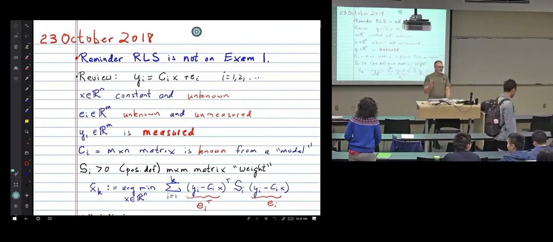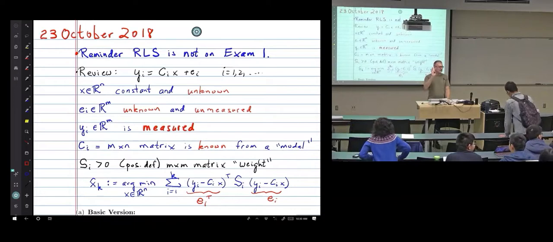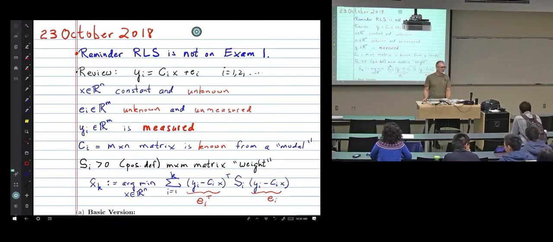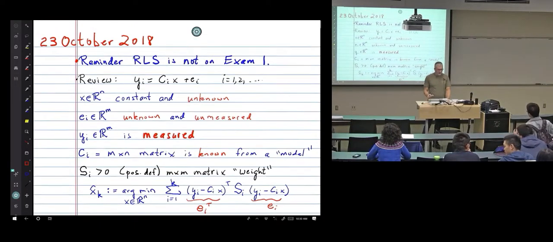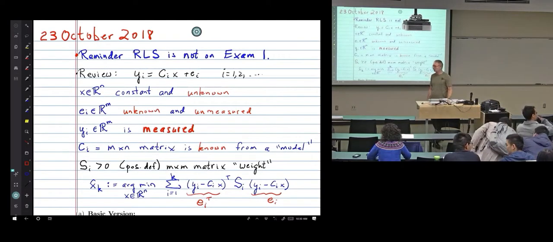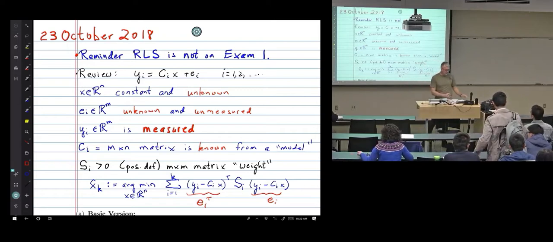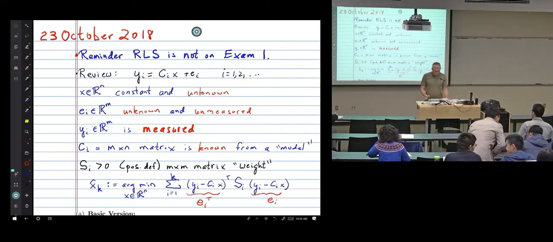Okay, so let's put things a little bit in perspective. I think everybody has now seen what's on the exam and what's not. RLS, recursive least squares, is on the final exam. It's not on the midterm. So starting with RLS, we're doing material for the final exam.